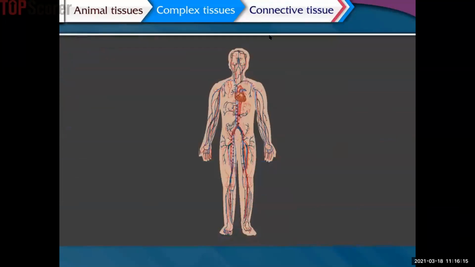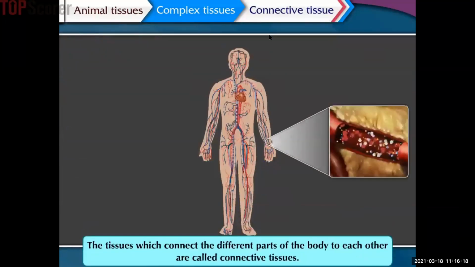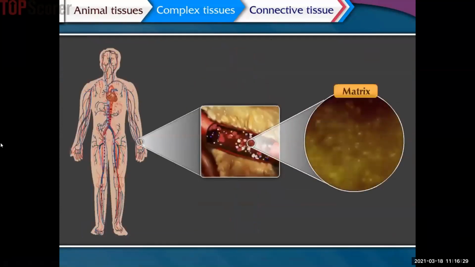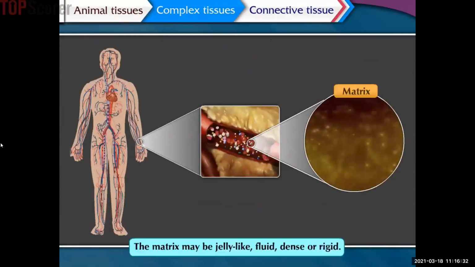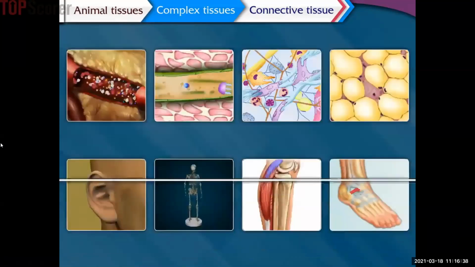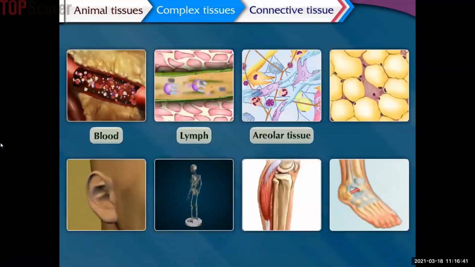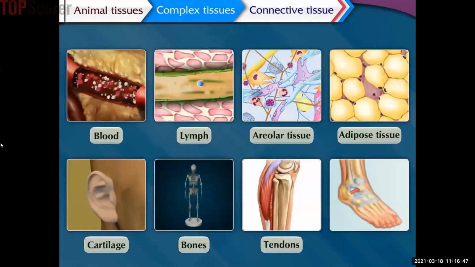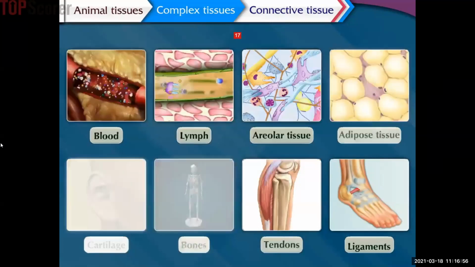Connective tissue. The tissues which connect the different parts of the body to each other are called connective tissues. The cells of this tissue are not joined to each other, and there are matrices in their vacant places. The matrix may be jelly-like, fluid, dense, or rigid. Blood, lymph, areolar tissue, adipose tissue, cartilage, bone, tendons, and also ligaments are types of connective tissues. Let us understand the different types of connective tissues with the help of a table.